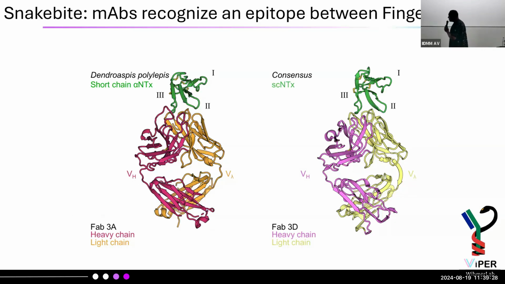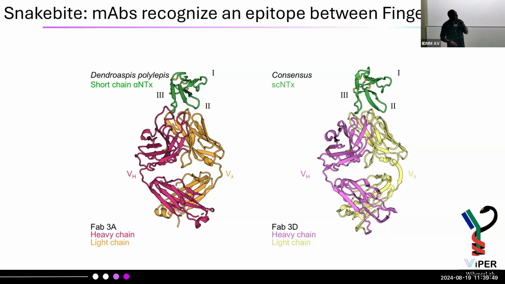So being structural biologists, we wanted to know, how do these antibodies do what they do? Why are they so broad and potent? And so we solved crystal structures of antibody 3A bound to a black mamba short chain neurotoxin, and antibody 3D bound to a consensus short chain neurotoxin. And as I said, they're somatically related, so we expect them to bind in the exact same way.